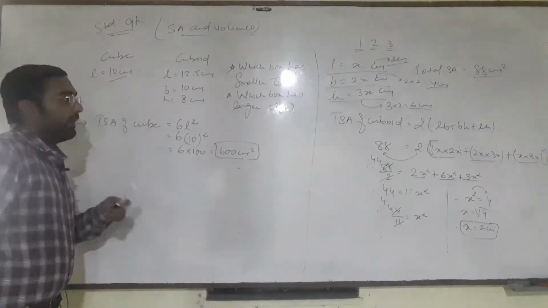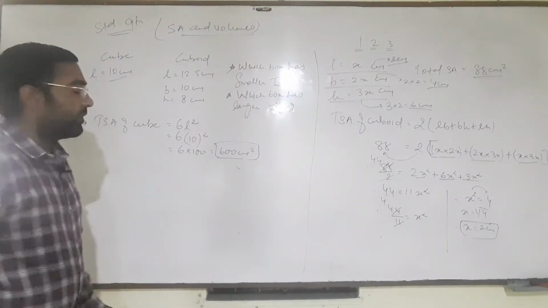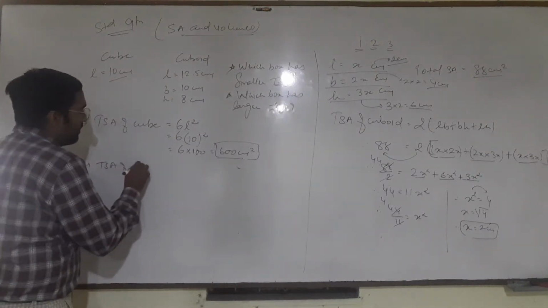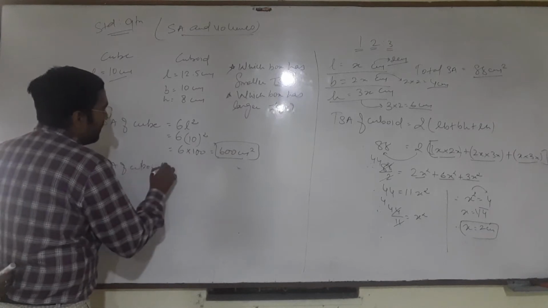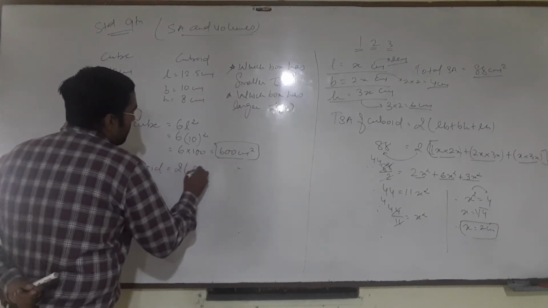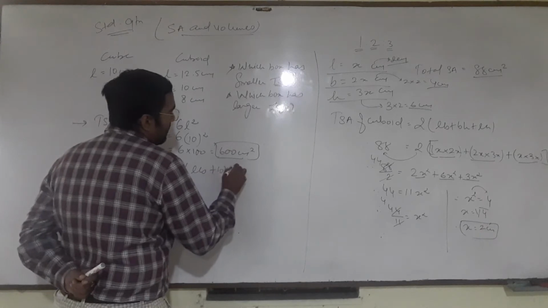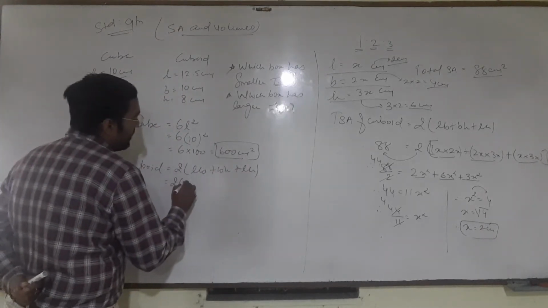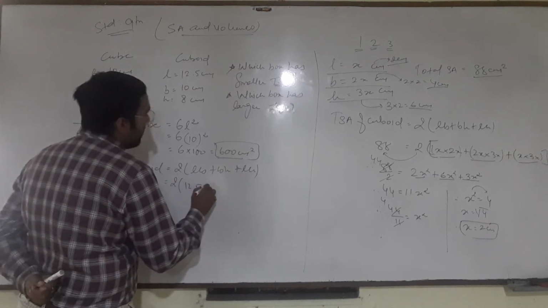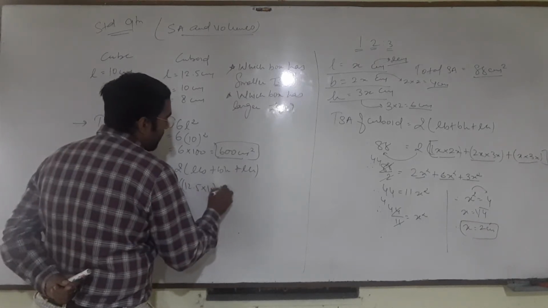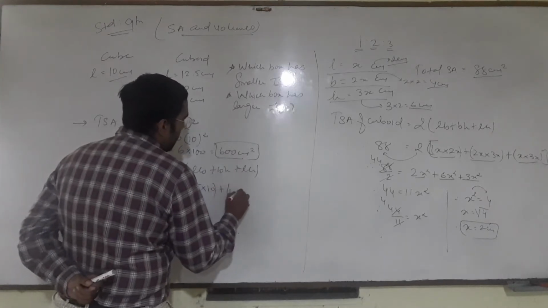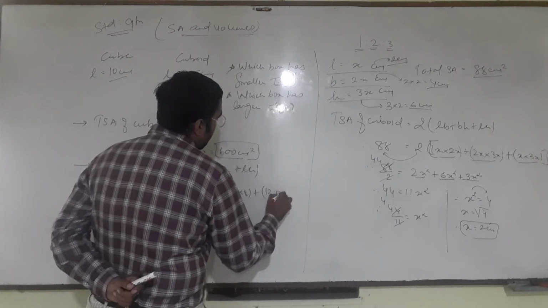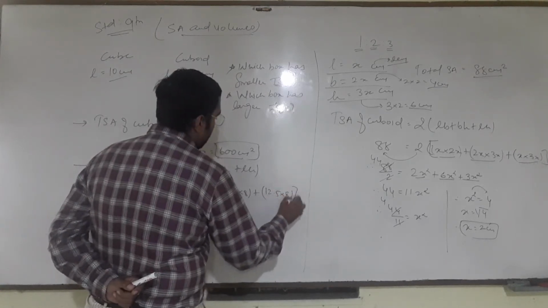Okay. And now for the cuboid. TSA of cuboid, that is 2 times LB plus BH plus LH, which is equal to 2 times L is 12.5 into B is 10, plus B is 10, H is 8, plus L is 12.5 into H is 8.